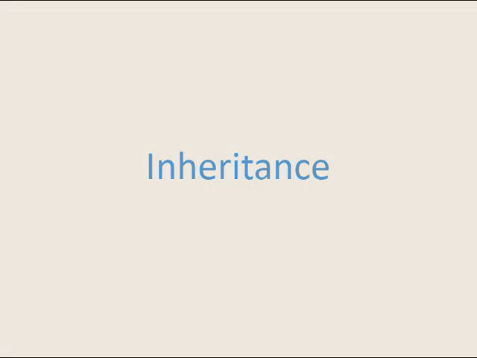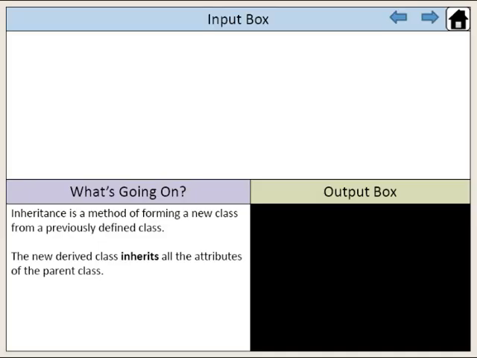C++ inheritance. Inheritance is a method of forming a new class from a previously defined class. The new derived class inherits all the attributes of the parent class.